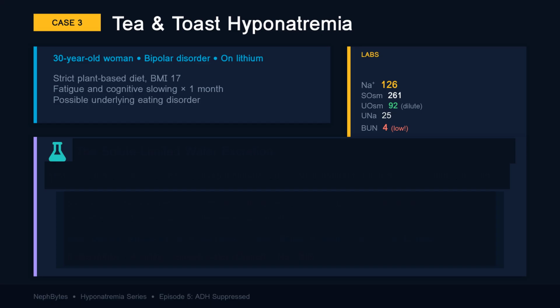This is not SIADH. But the urine volume is only 2.8 liters, not the massive polyuria you'd see in someone drinking compulsively. And that BUN of 4 is strikingly low. It tells you there is almost no protein intake. So what's going on? Here's the physiology, and it's worth slowing down for because it's elegant and counterintuitive.